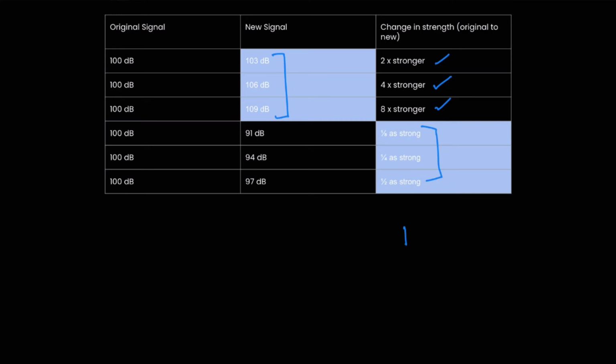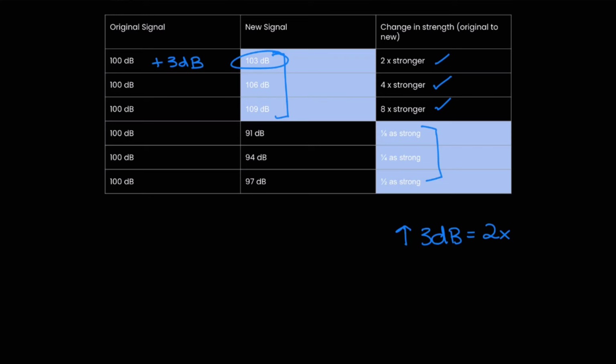Remembering our rules then, we know that an increase in 3 decibels equates to a 2 times increase, or increasing by a factor of 2, making it twice as big. So that actually makes our first one very easy. We know that we just need to add 3 decibels to make this 100 decibel wave twice as strong. So 100 plus 3 is 103 decibels as the new signal.